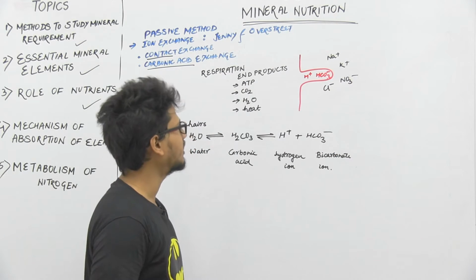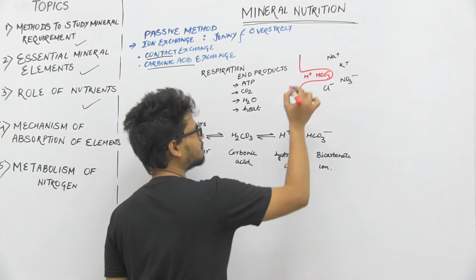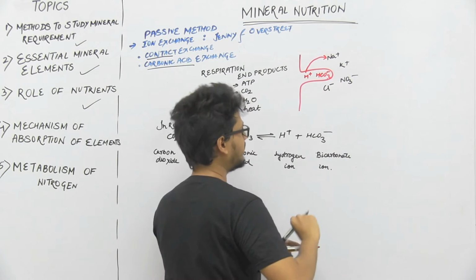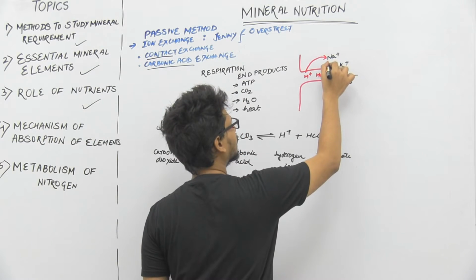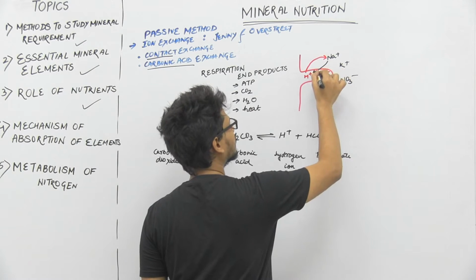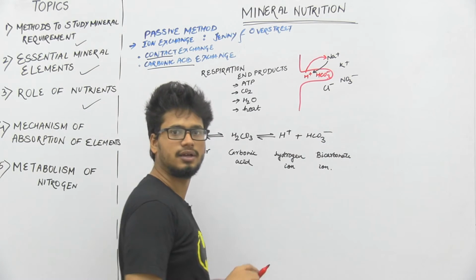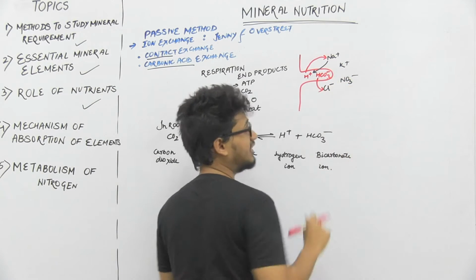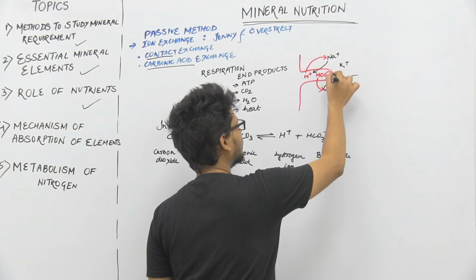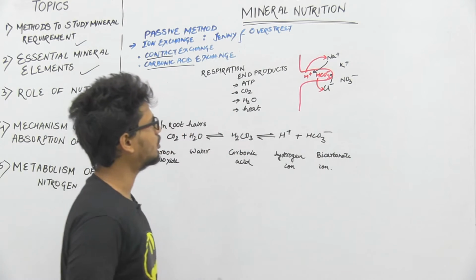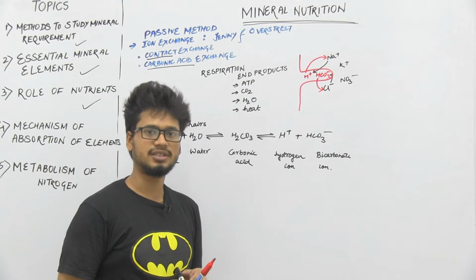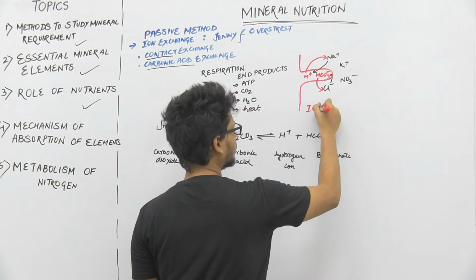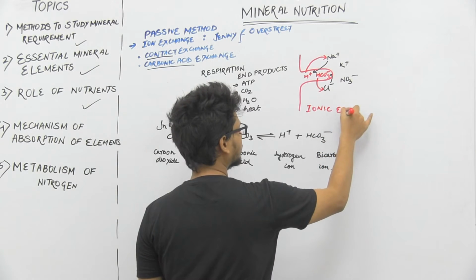in a lot of quantity. So again, what will happen here? For one H plus, the root hair will take a Na plus inside, and for one HCO3 minus, it will take a Cl minus, let's say, inside. So in short, we are again doing an exchange, and the principle is going to remain the same. The principle is always of ionic equilibrium.